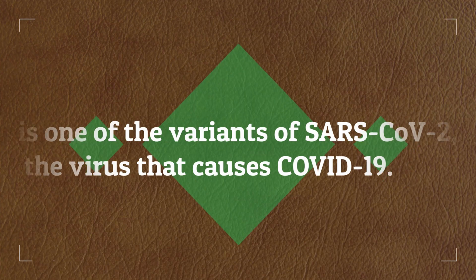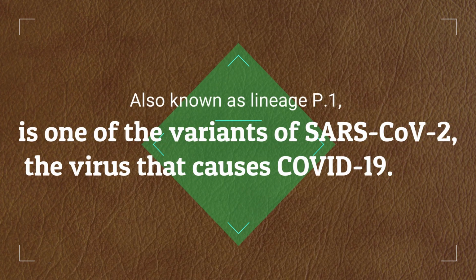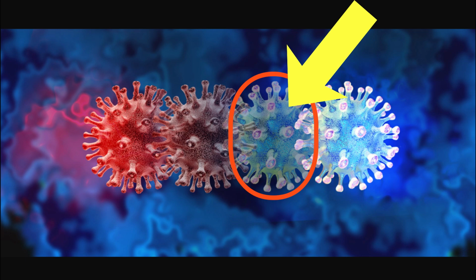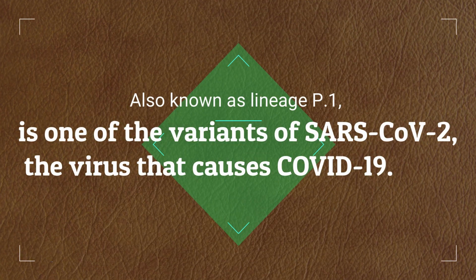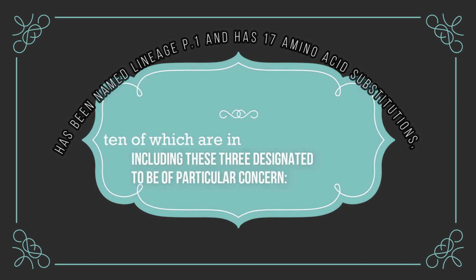Third, the Gamma variant. Gamma variant, also known as lineage P1, is one of the variants of SARS-CoV-2, the virus that causes COVID-19. This variant of SARS-CoV-2 has 17 amino acid substitutions, 10 of which are in its spike protein, including 3 designated to be of particular concern.